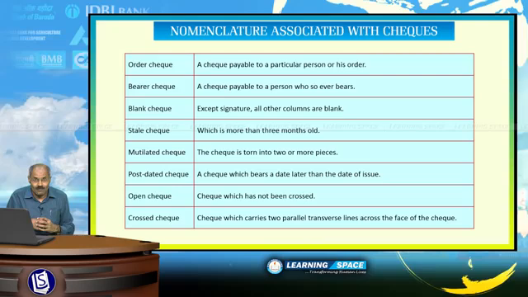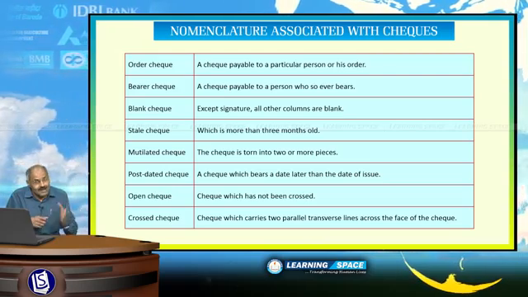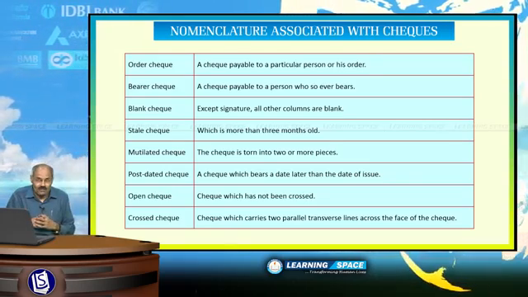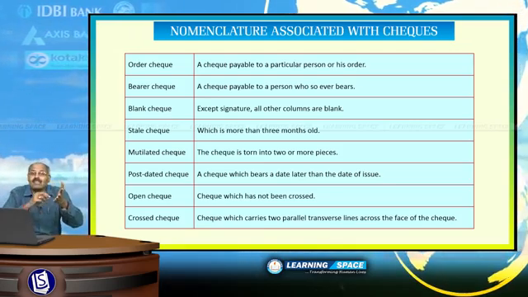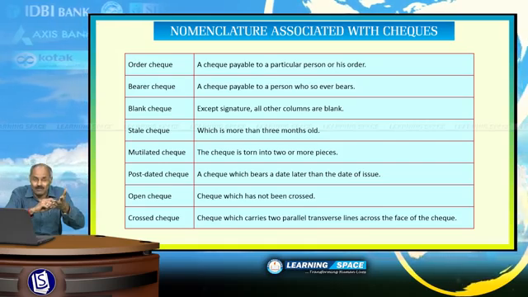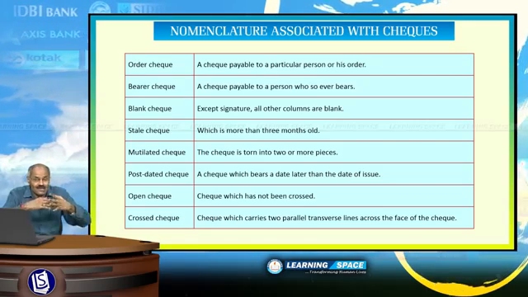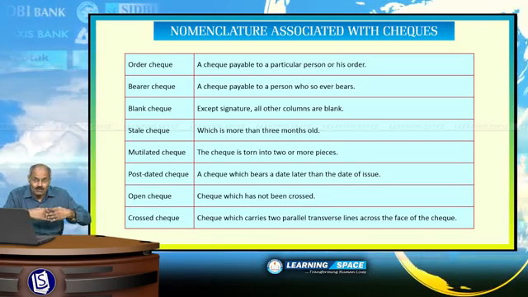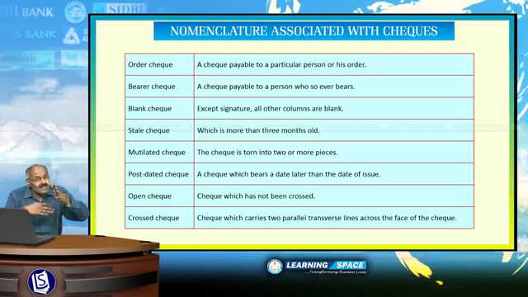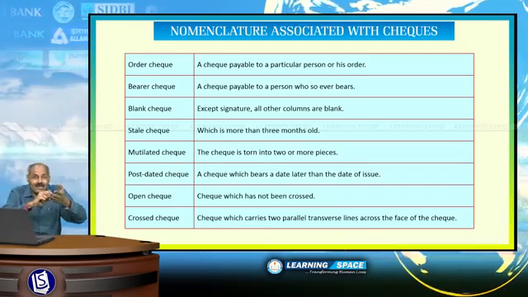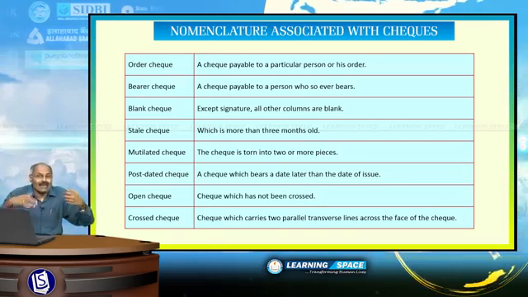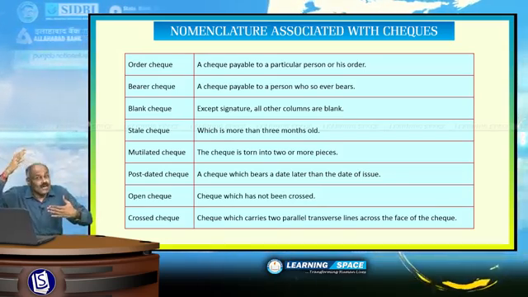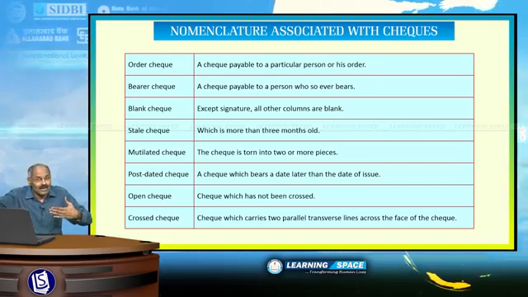Post dated check. Let us assume today is January 1st and you are taking the check with the date 16th January. That indicates it is a post dated check. That means that check will be valid from 16th January onwards only.